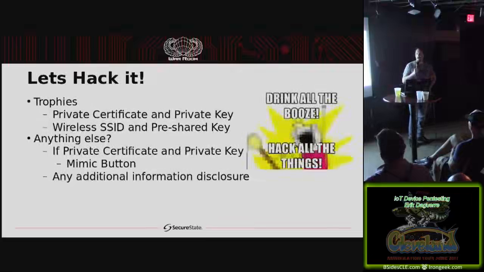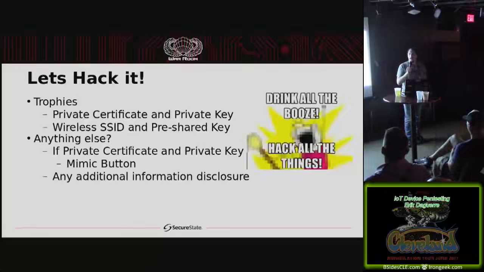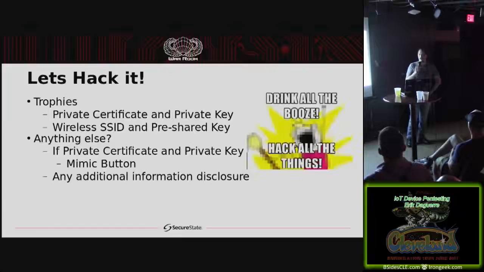So let's hack all the things, drink all the booze. As I said, trophies. There's a private certificate and a private key associated with each Amazon Dash button. Next thing is your wireless SSID and pre-shared key. So these are the identified sensitive information that this particular device stores on it.